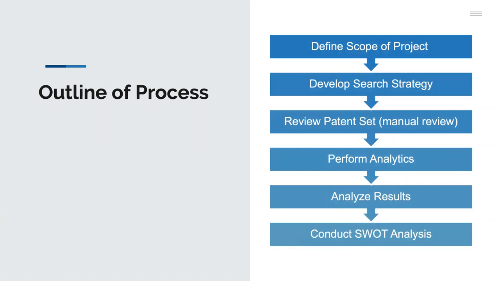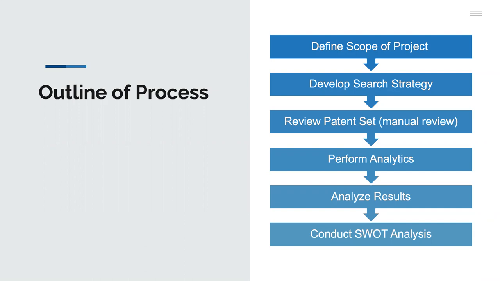So here we've provided an outline of the general process we've used to conduct a SWOT analysis. Most of these steps should be customized based on the project, but at a high level, the SWOT analysis includes about 6 steps. First, define a scope of the project. 2, develop a search strategy. 3, review the search results. 4, perform the analytics. 5, analyze the results. And 6, then conduct the SWOT analysis.